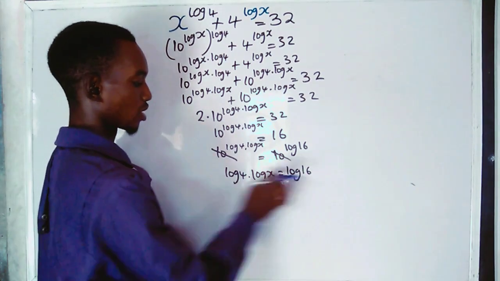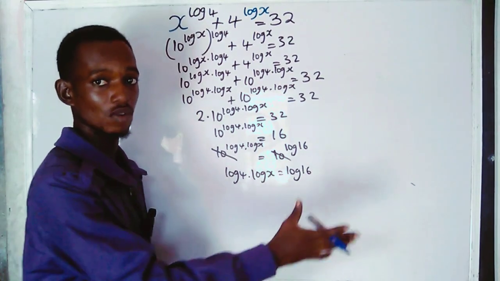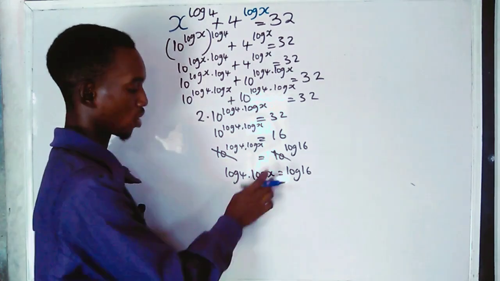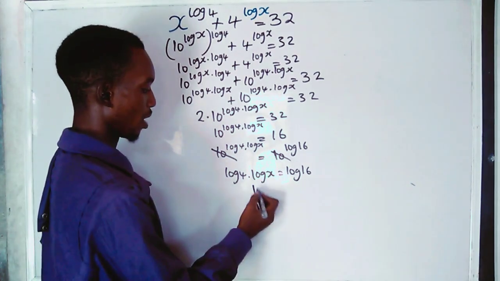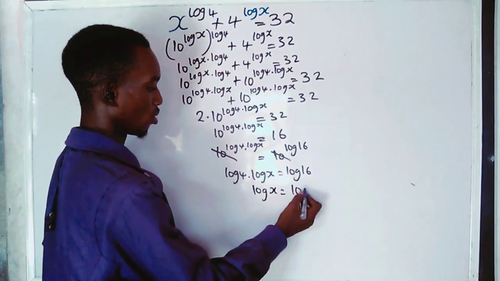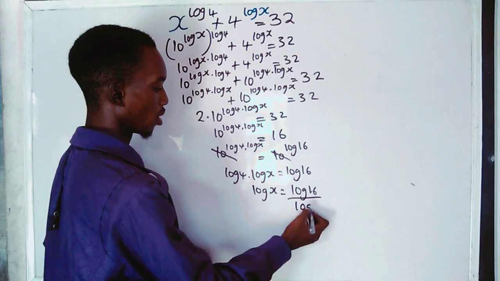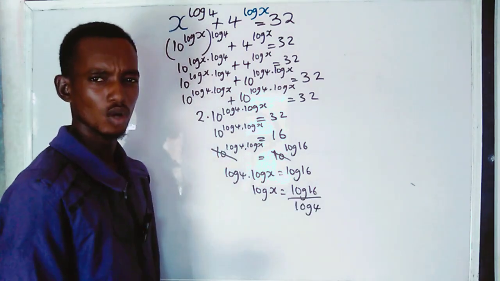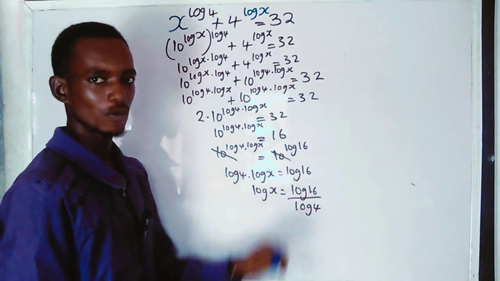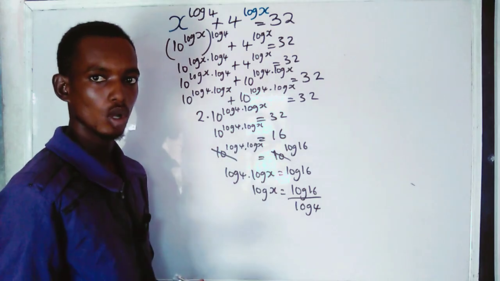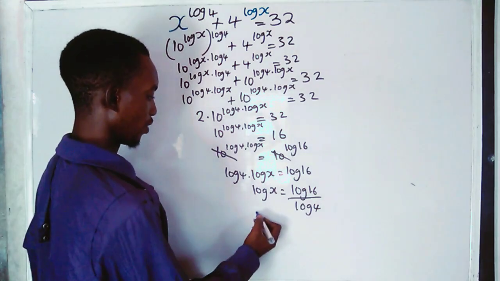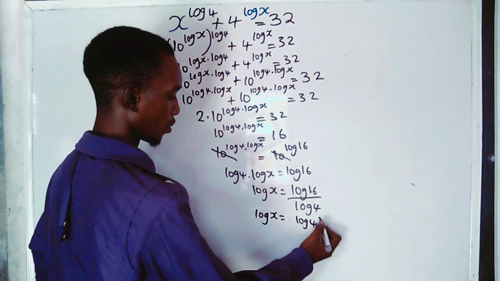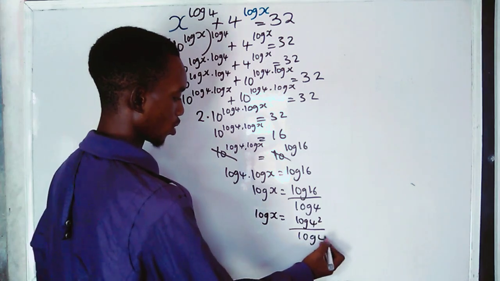Now we have two constants because log 4 will give us a number, log 16 will give us a number. We have two constants. So let's divide both sides by log 4 so as to isolate log x. So then log x will be equal to log 16 all over log 4. Are you following? Now we can simplify this using the law of logarithm because we can express 16 as 4 raised to the power 2.